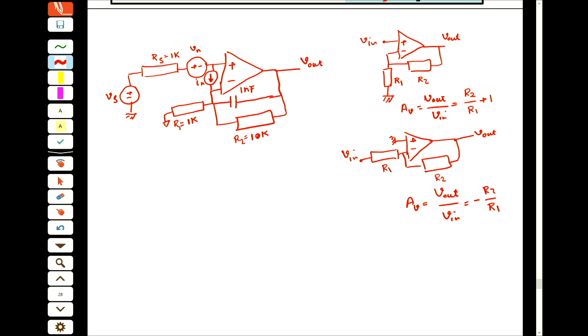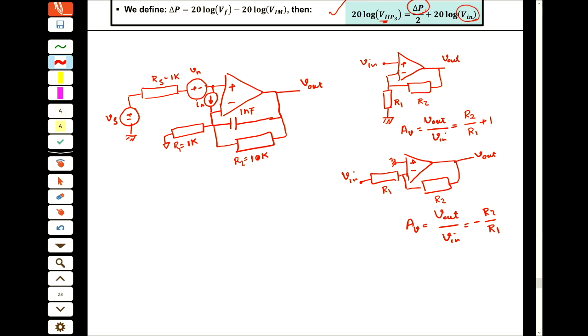Okay? So the noise sources connected to this input and the noise sources connected to this input see different gains. This is what I want to emphasize here. This Vn, this Rs, has the gain of R2 over R1 plus 1. This Vn has the gain of minus R2 over R1. This Vn, what's the gain for this? When the noise moves to the output, what's the gain of that noise?